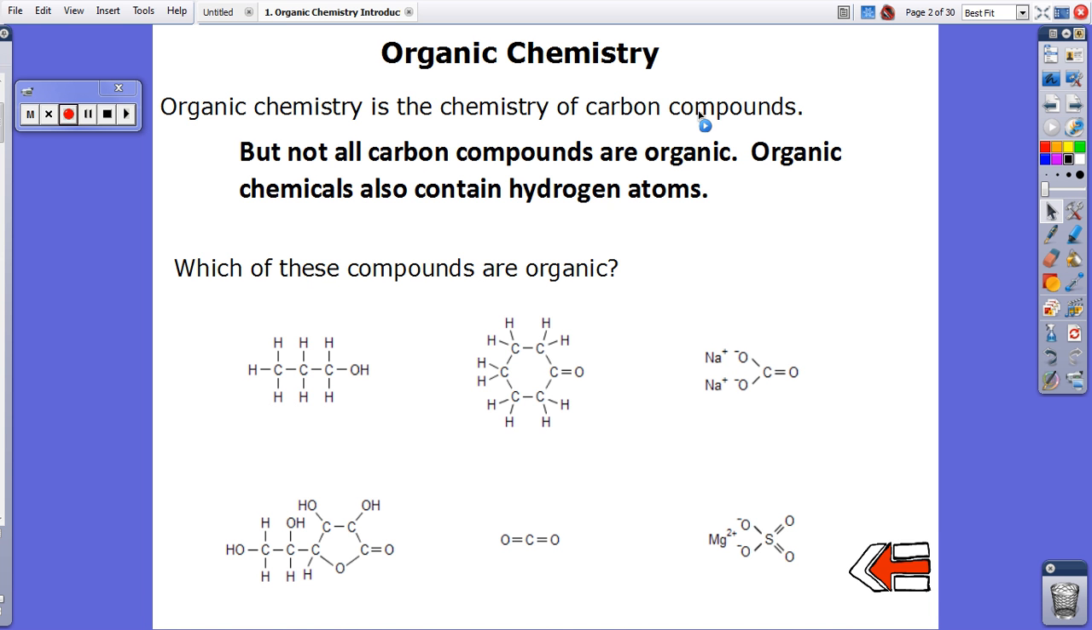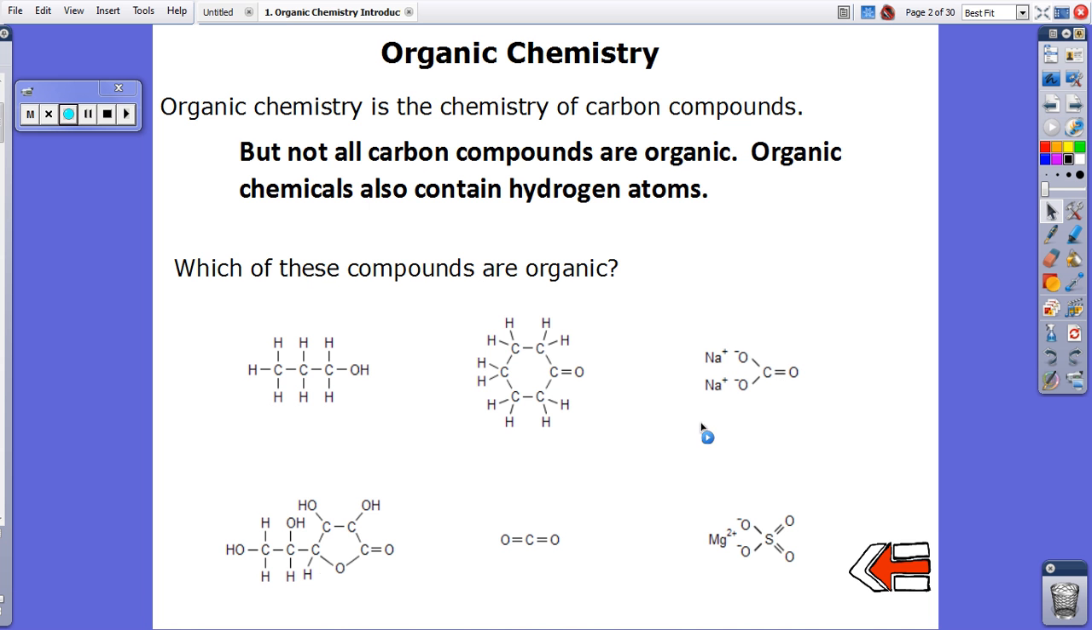So let's have a look at these 6 compounds here. Which of these are organic compounds? This one? That's right, it is. It also contains oxygen, but it contains carbon and hydrogen, so that is an organic compound. This one here, again, has oxygen as well as carbon and hydrogen, but it is an organic compound. What about this one here? That's right, that one is not an organic compound because there is no hydrogen present.